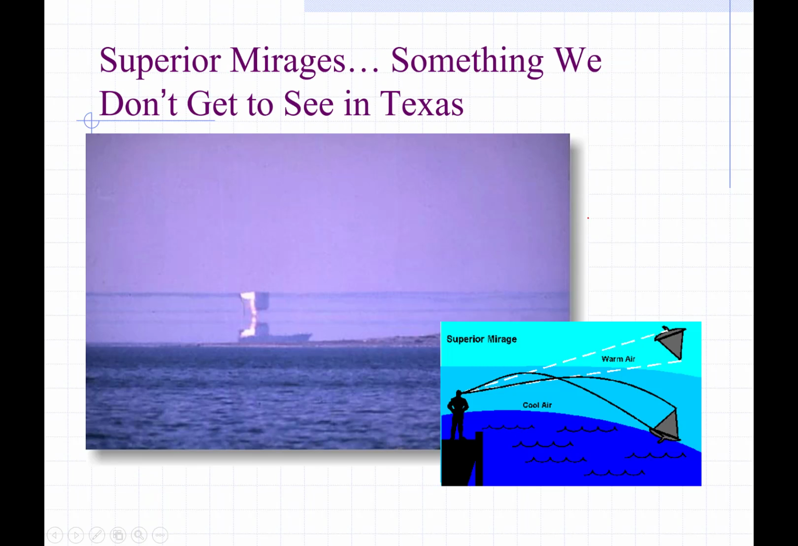We could also have a superior mirage if cool air is low to the ground and the warm air is higher up. That's going to cause our light to bend downward. And so we'll see an image of the object above where the object actually is. This is a mirage of the boat above the actual boat itself. We see a nice clean image. And that's going to require the warm air to be up high.